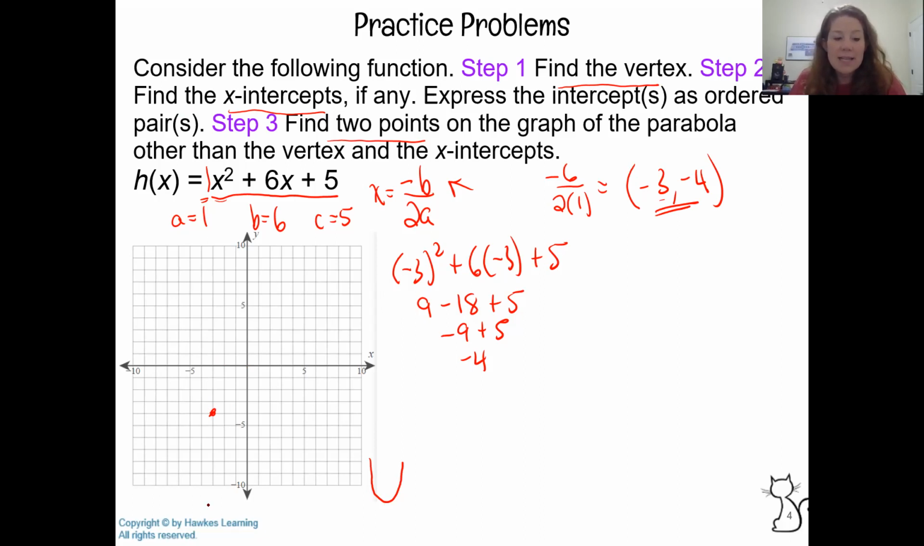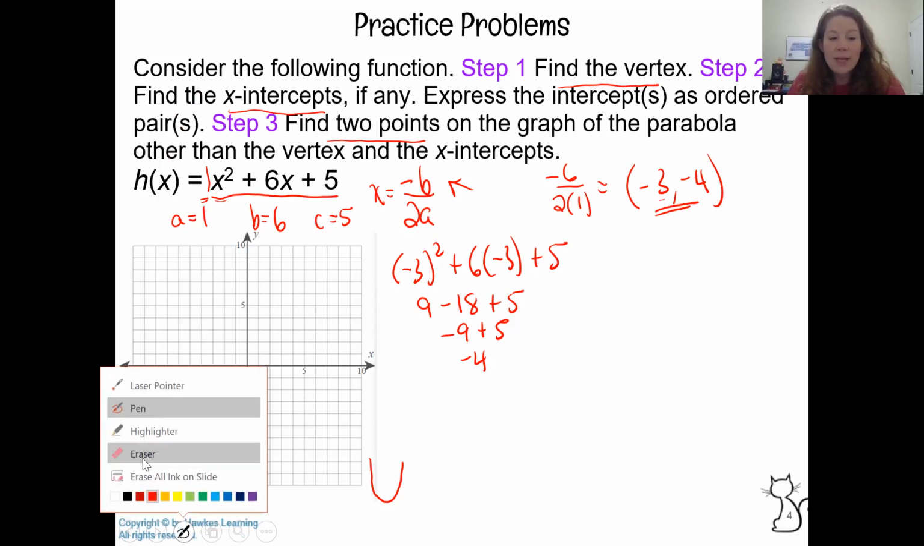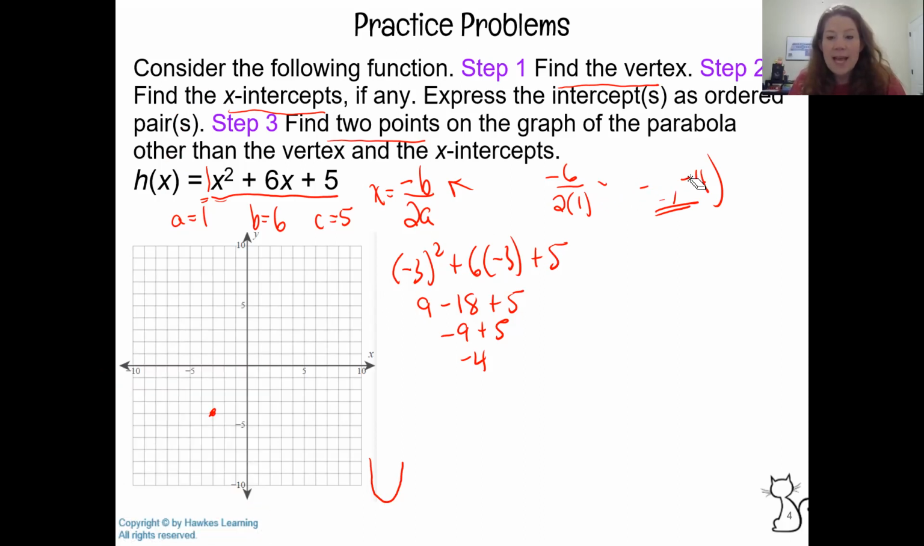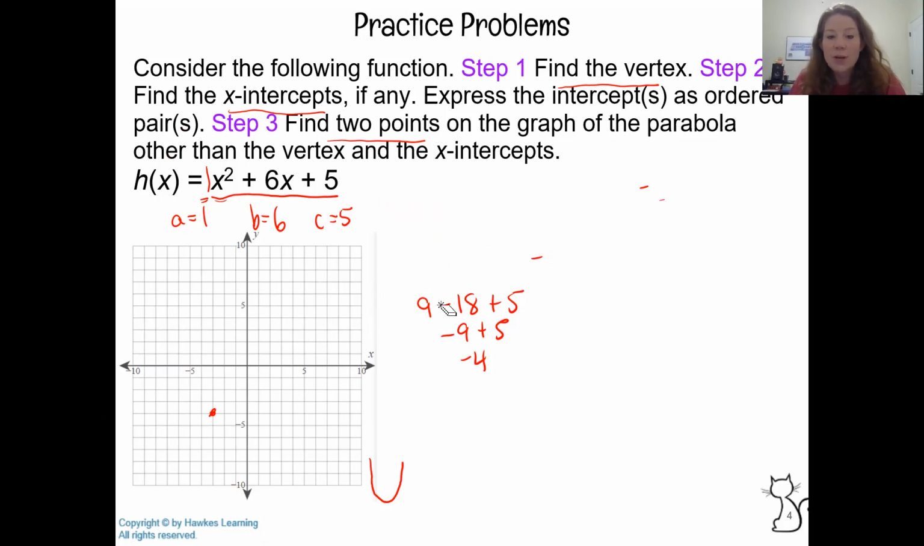All right, now we want to find our x-intercepts. So remember back when we talked about x-intercepts, the x-intercepts is what x values are when y equals 0. So that means we're going to take our equation, we're going to set it equal to 0, and we're going to find out what our x-intercepts are.